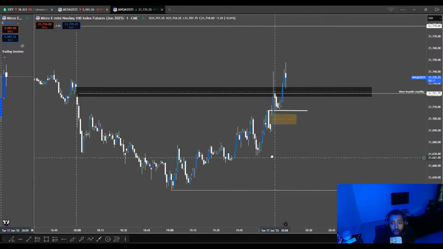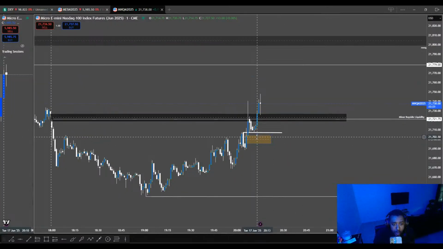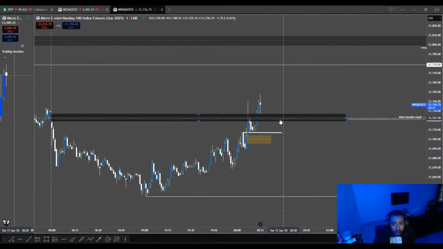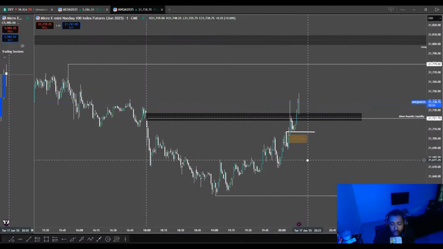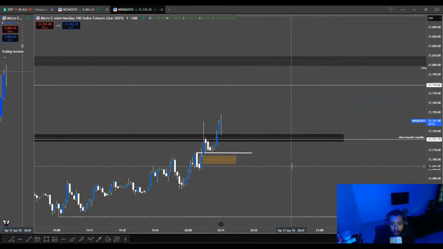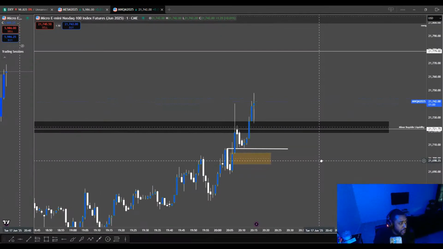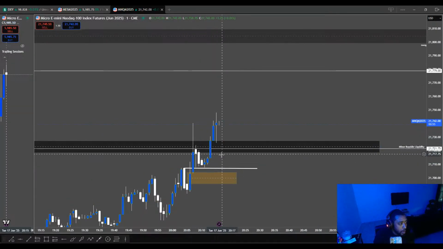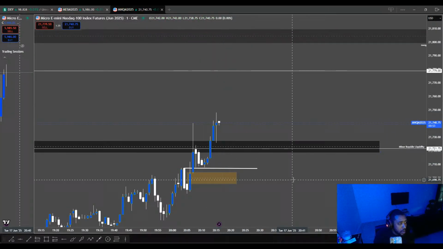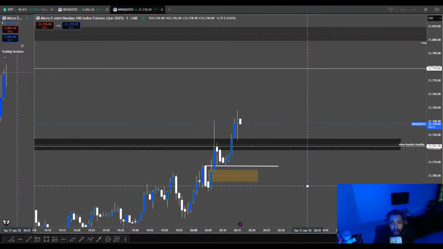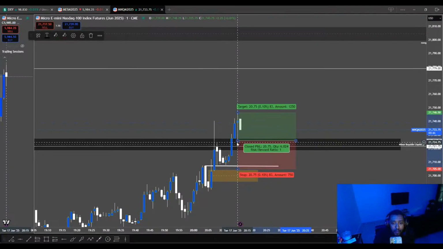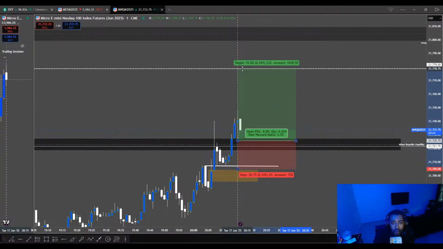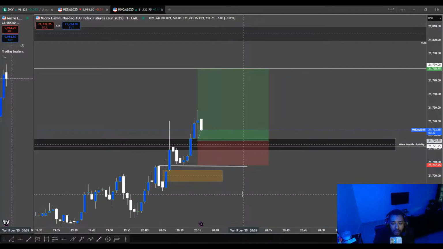But remember, the actual regular model is a sweep of either end, high or low, lack of displacement, back into the range, target the opposite end. But if you read price action, you can see it looks like it doesn't want to go lower at the moment. That was nice. I'm not gonna get in. I'm just trying to see if this level holds.